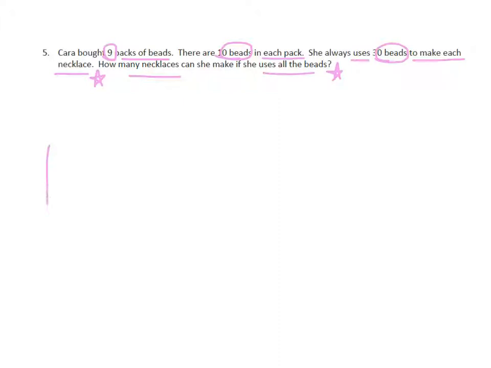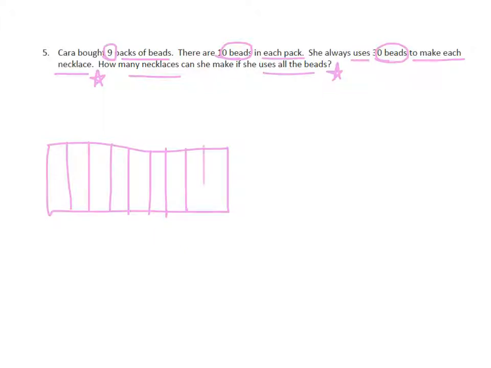So the first thing I'm going to do is draw a tape diagram. Next, I'm going to take a look at the first statement. It says Kara bought 9 packs of beads. So I'm going to separate my tape diagram into 9. Then it says that there are 10 beads in each pack. So I'm going to put 10 in each pack.